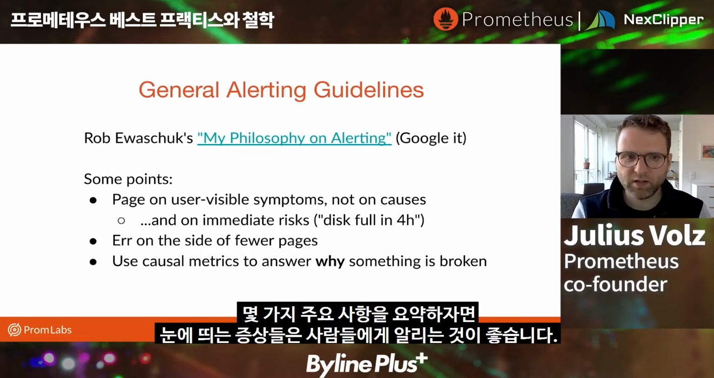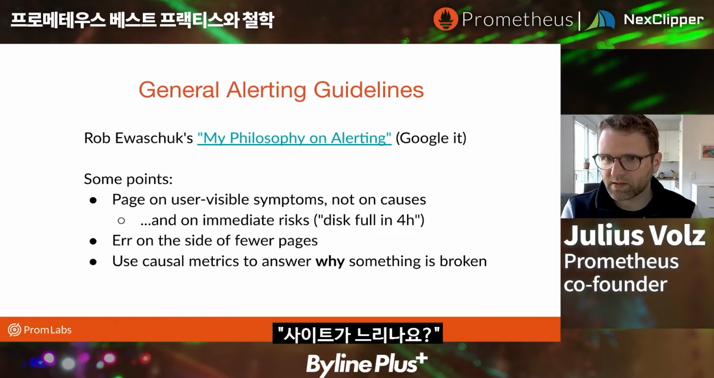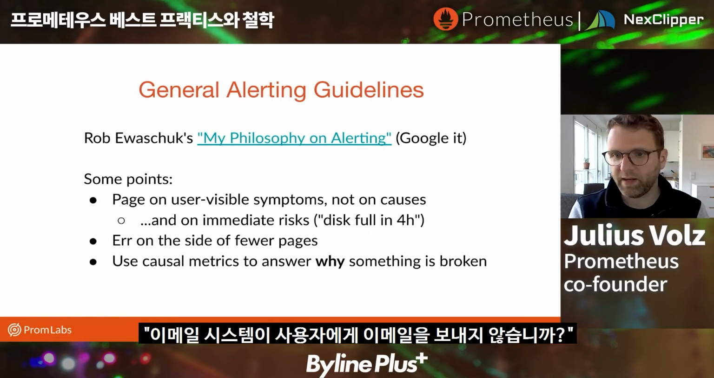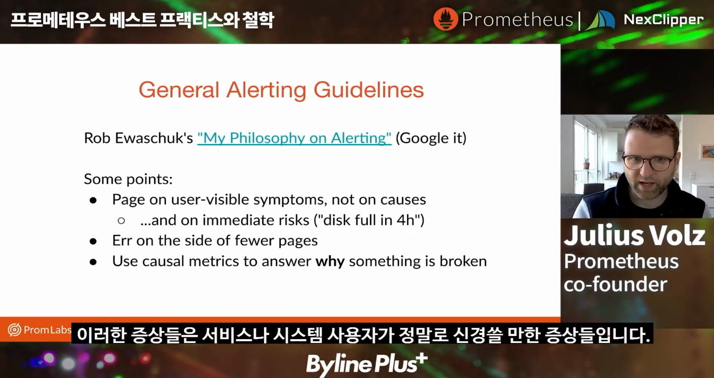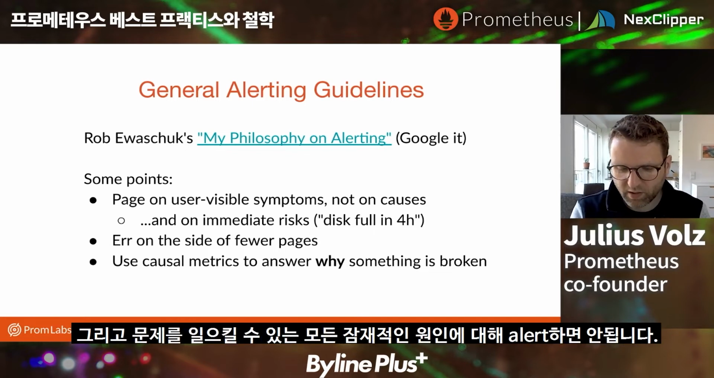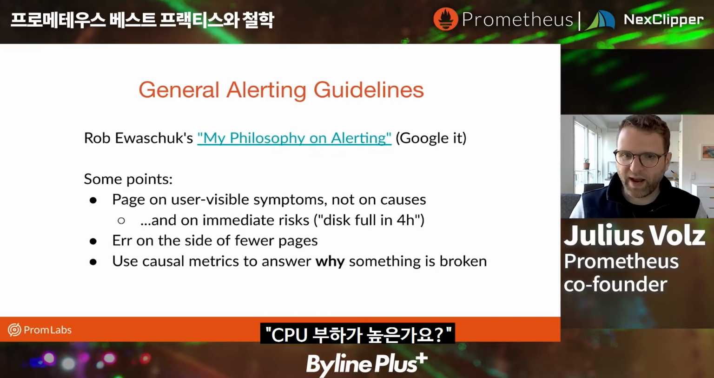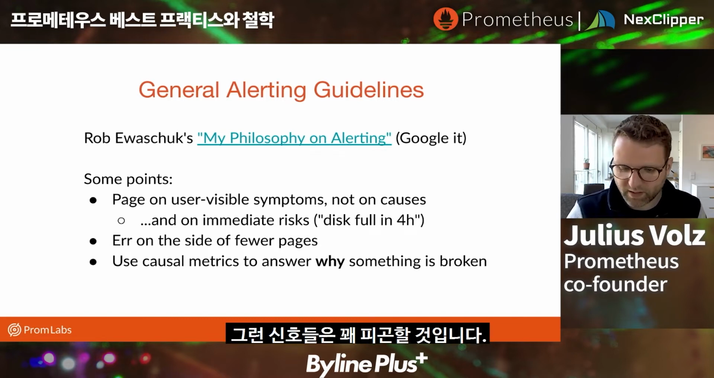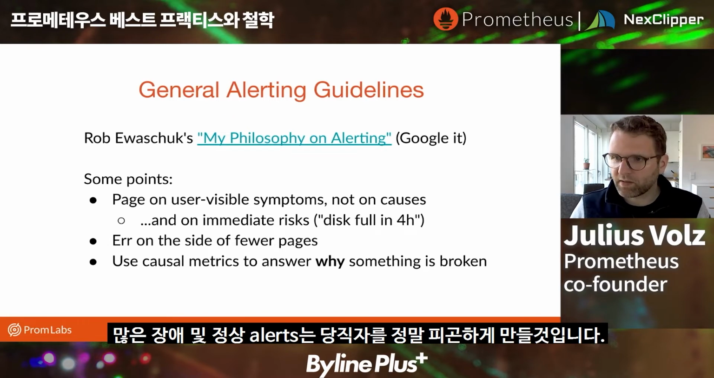In general, it's better to alert people on really user-visible symptoms. Like, is the site down? Is the site slow? Does it show errors? Is some email system not sending emails to users? This kind of symptom that the users of your service or system would really care about. And don't try to alert on every potential cause that could cause a problem. Like, is there a lot of CPU usage? Is the load average high? That kind of signal is quite noisy. It would give you a lot of false positive alerts and would make your on-call person really tired, and then they wouldn't do a good job anymore.